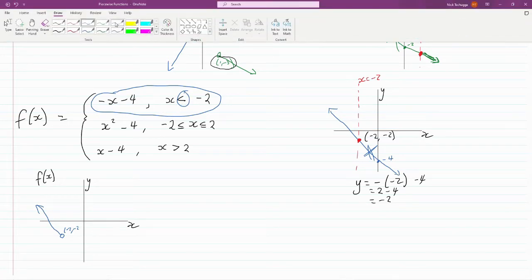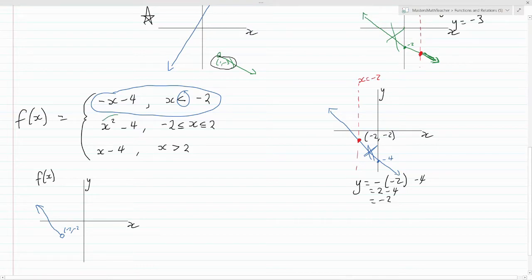All right, let's look at the second segment. So in green here. So the second segment, so this is a parabola. It's an x² - 4 parabola. So it's an ordinary parabola, but the turning point is down 4. So it's going to be our turning point here. And it's a smiley parabola, so it looks something like this.